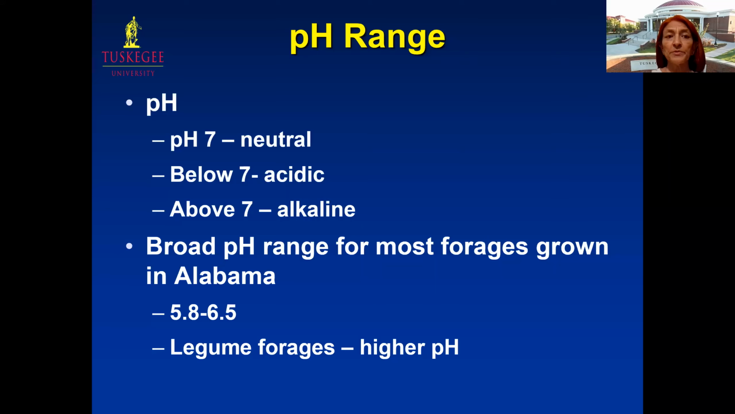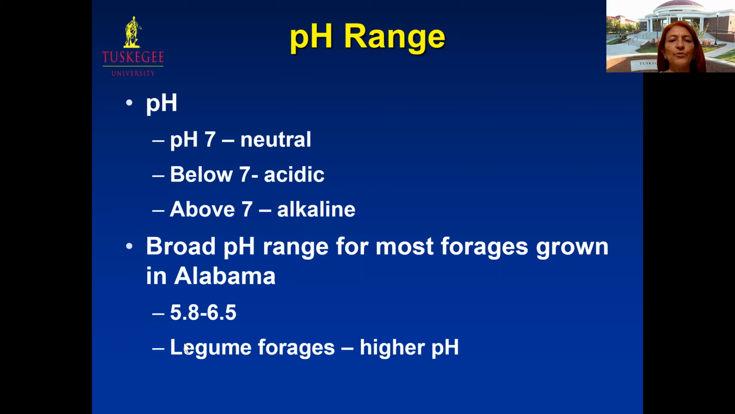Let me talk about the pH range. As you know, pH ranges from 0 to 14, and pH 7 means neutral. Below 7 is called acidic, and above 7 is called alkaline or basic soil.